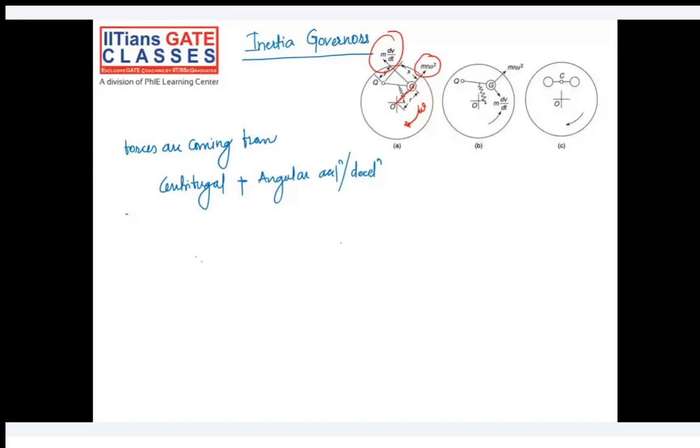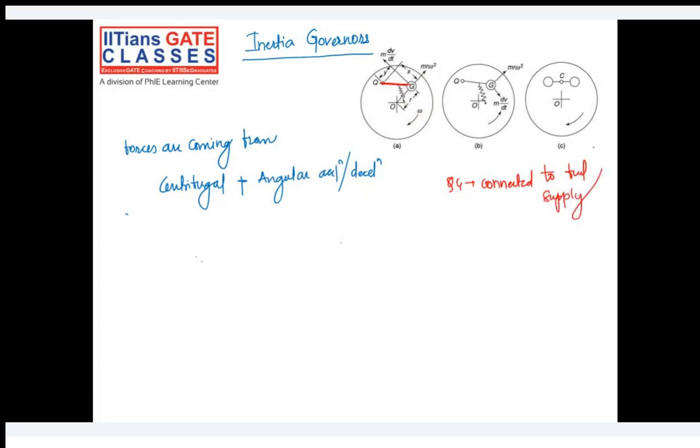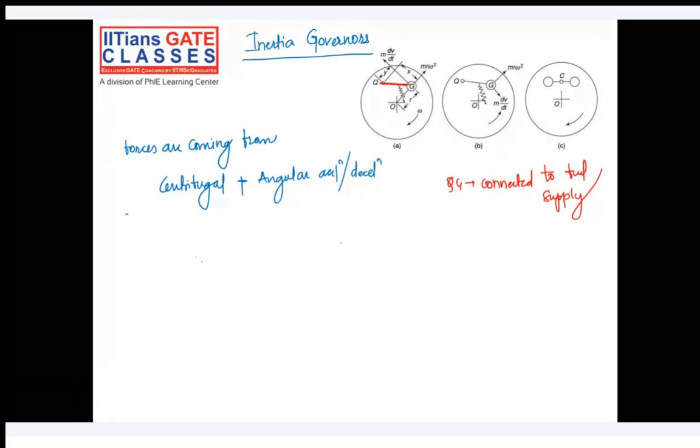Basically, I'll just rub this figure to make it clearer. So this QG is the arm, and it is connected to the fuel supply. So whenever this arm is moving relative to the center of the disc, you will get different values of the centrifugal force and different values of the inertia force. The combined effect of that will affect the fuel supply. Previously, what we studied was that mainly the centrifugal force was changing the fuel supply, but in this case both of them play an important role in deciding the fuel supply.